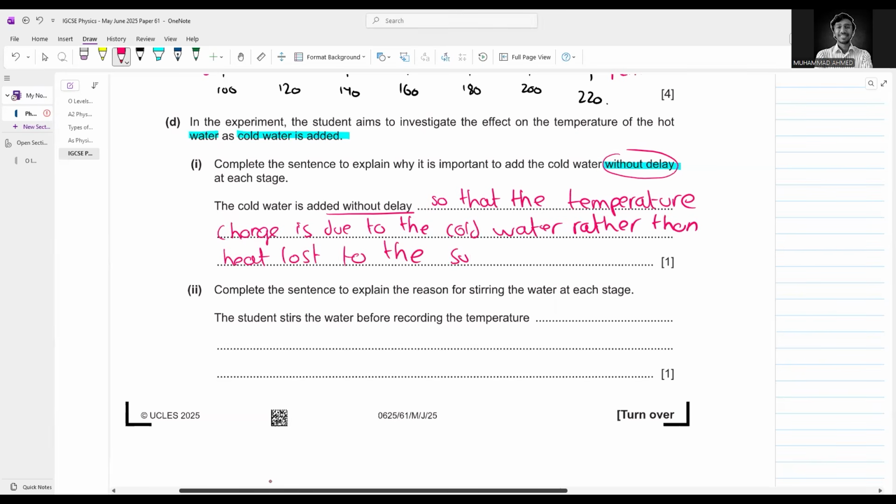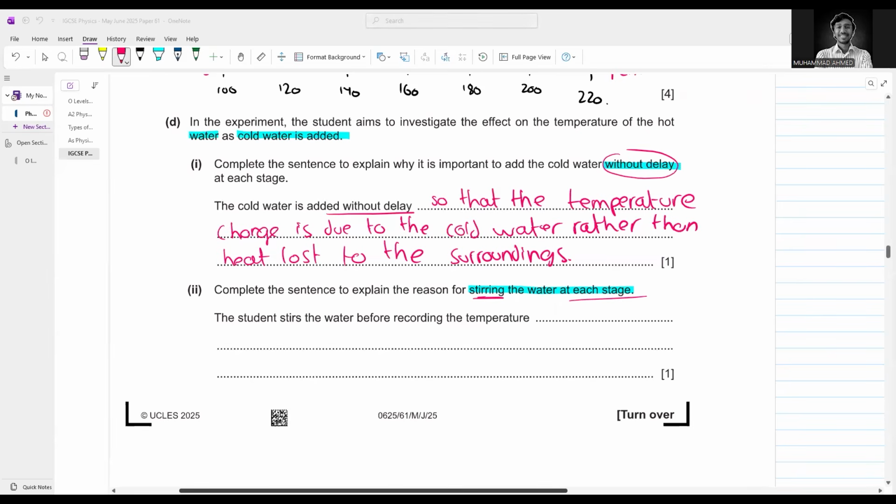Okay, let's further move ahead. क्या लिखा हुआ है? Complete the sentence to explain the reason for stirring the water at each stage. Why are you stirring the water at each stage? The student stirs the water before recording the temperature. Why is that the case?